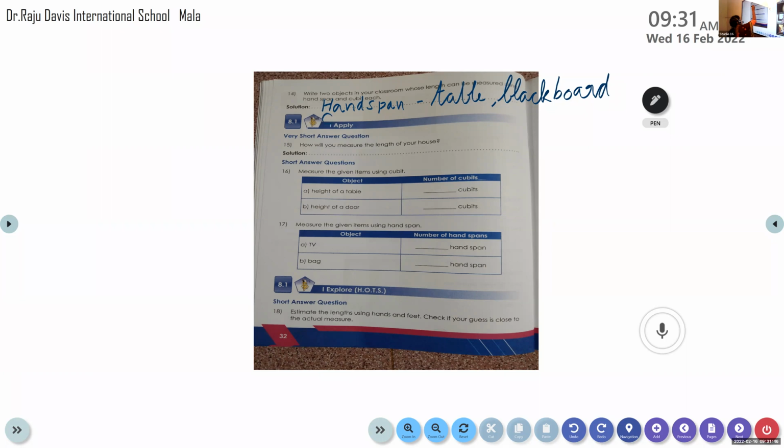The next one, cubit. What about a cubit? Any two objects names? Door. Desk. Door, one more. School door. Do you have a school desk? You can write a blackboard. You can write a door. You can write window. Yes, I'm writing window. You can write any two objects, no problem. Handspan, I wrote table and blackboard. Cubit, I wrote door and window.